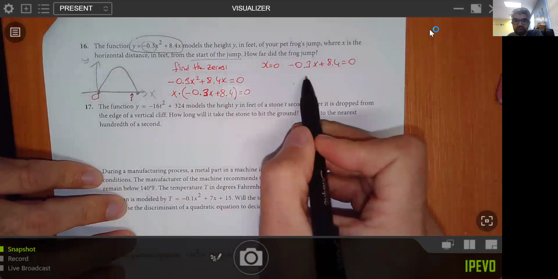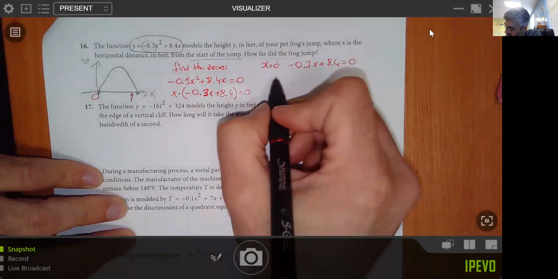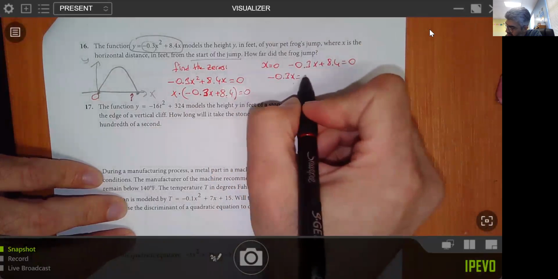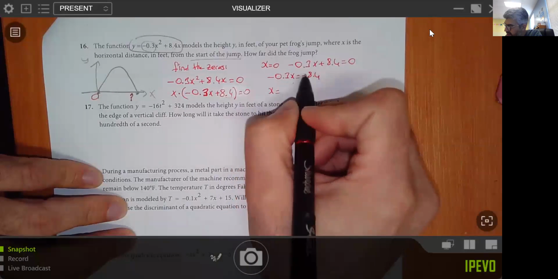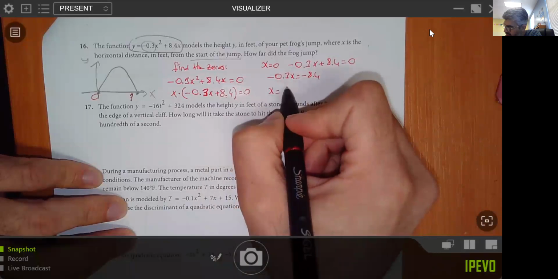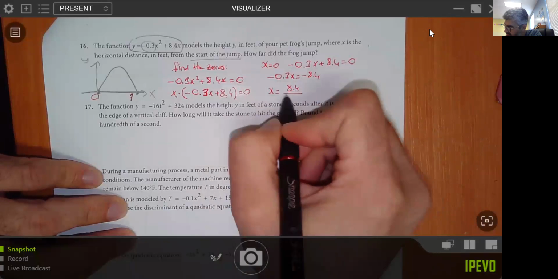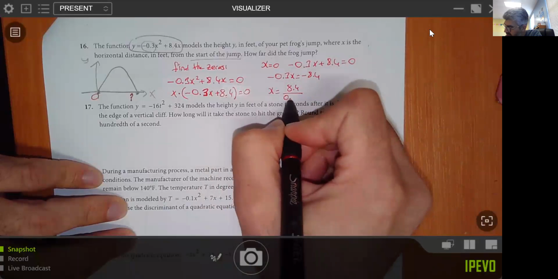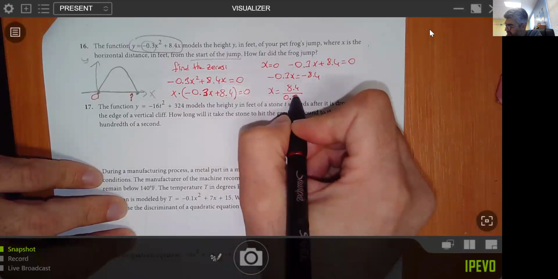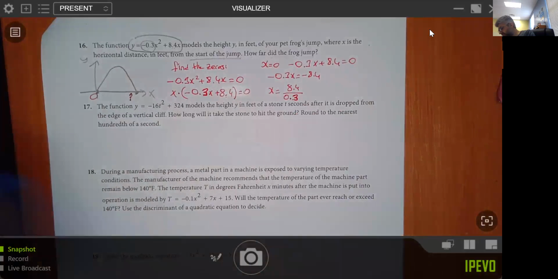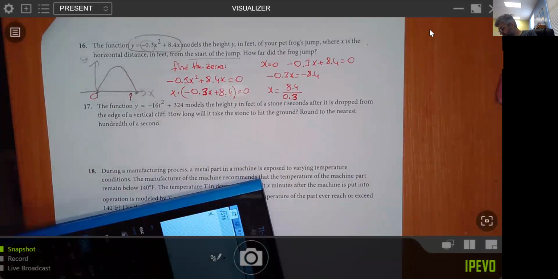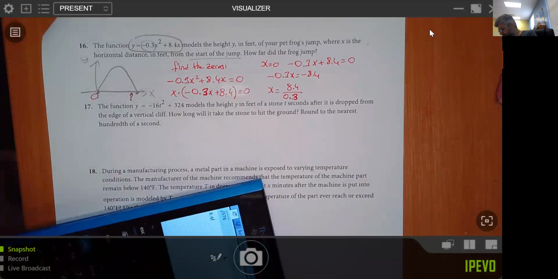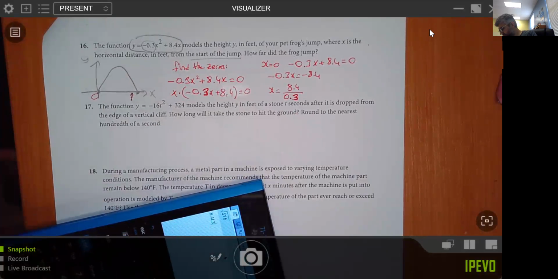I have to solve this linear equation. Negative 0.3x equals negative 8.4, and x equals negative 8.4 over negative 0.3. I have to divide both sides by negative 0.3. The result will be positive because negative over negative is positive. What if I divide 8.4 by 0.3? It is 28.